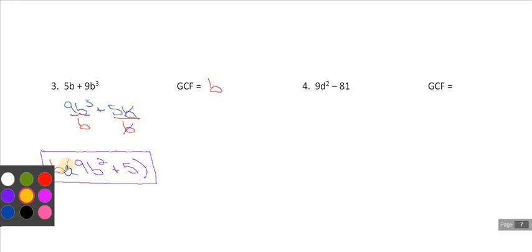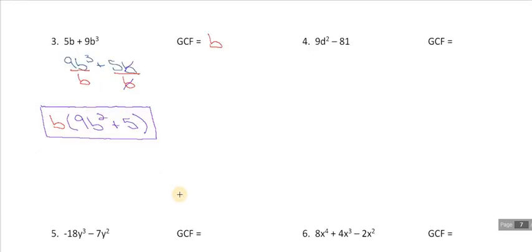We could check our work by distributing. So if I take my b and distribute through, b times 9b squared is 9b cubed. b times 5 is positive 5b, which is technically what we started with.